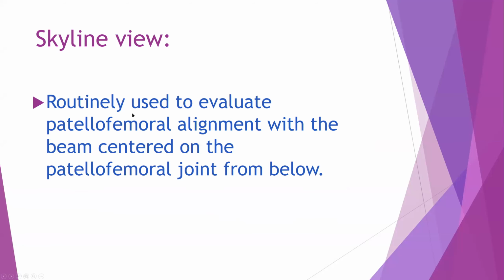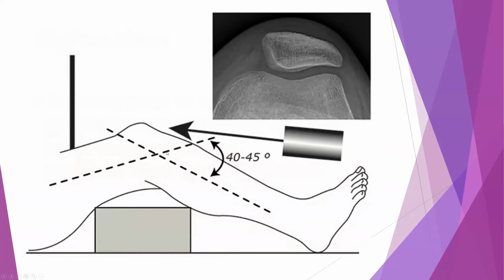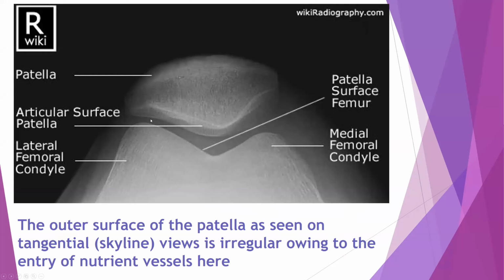Skyline view, routinely used to evaluate patellofemoral alignment with the beam centered on the patellofemoral joint from below. This is the skyline view when the beam is directed from below for the patellofemoral joint, and the knee joint is flexed 40 to 45 degrees.